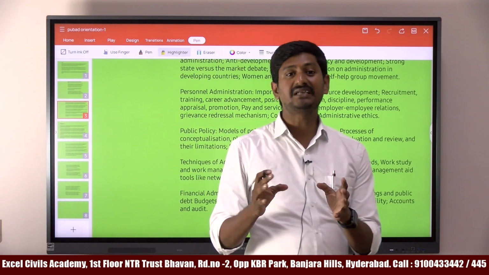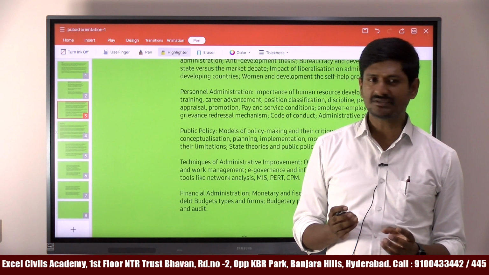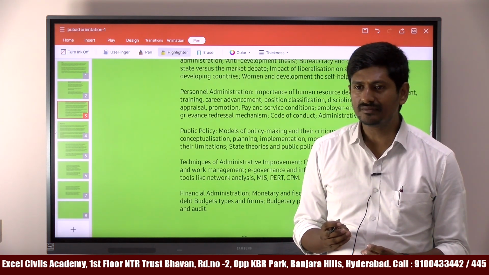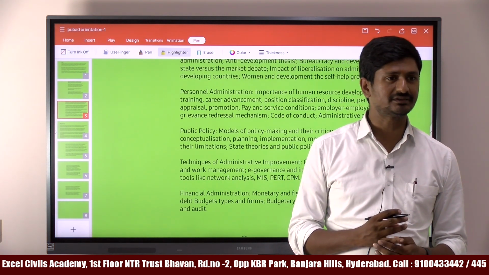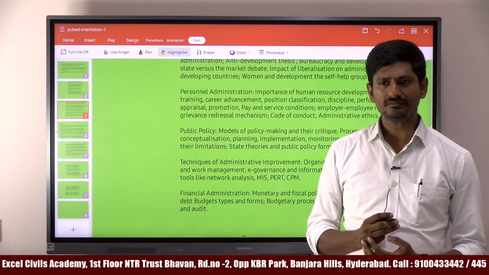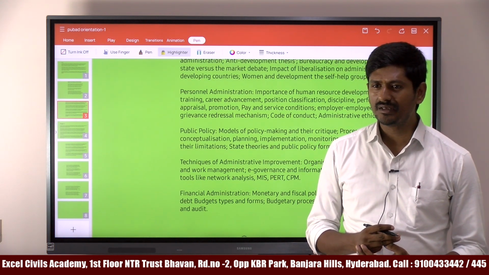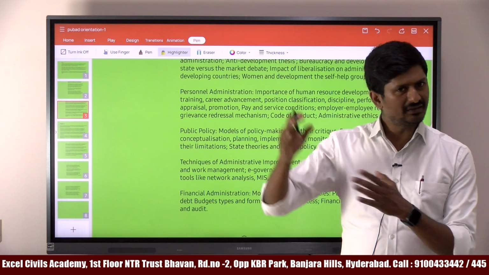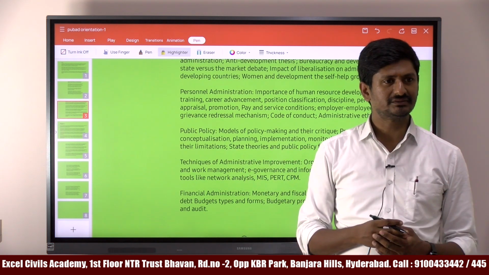Basically, we need to embrace technology in administration, because technology will make the administration effective and efficient. Yes or no? For example, you take e-governance. Okay, what is e-governance? The technological interface between people and government.